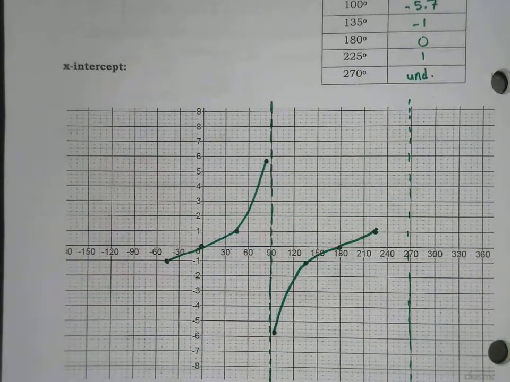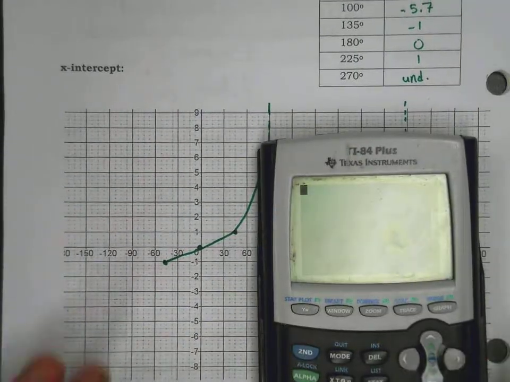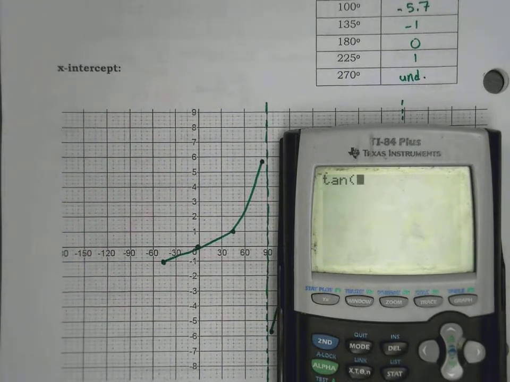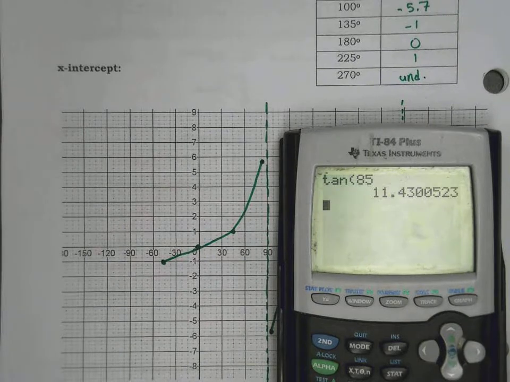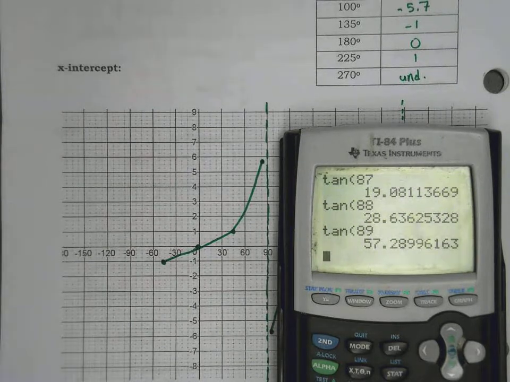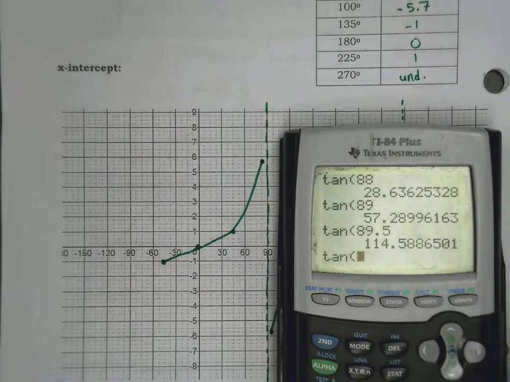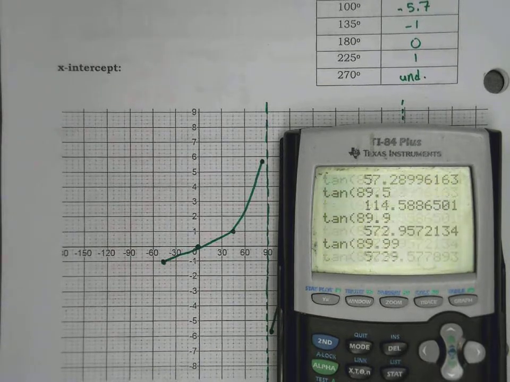Now what's really happening? Well, imagine if I started to say, well, this doesn't exist at 90, but there are more values beyond 90. What if I were to say tan of 85 degrees? At 85 degrees, we'd be up to 11, off this chart. What if I say tan of 86? Tan of 87? We're going to get closer and closer to 90 and see what happens. Tan of 89? 57. Tan of 89.5. Tan of 89.9. Tan of 89.99.